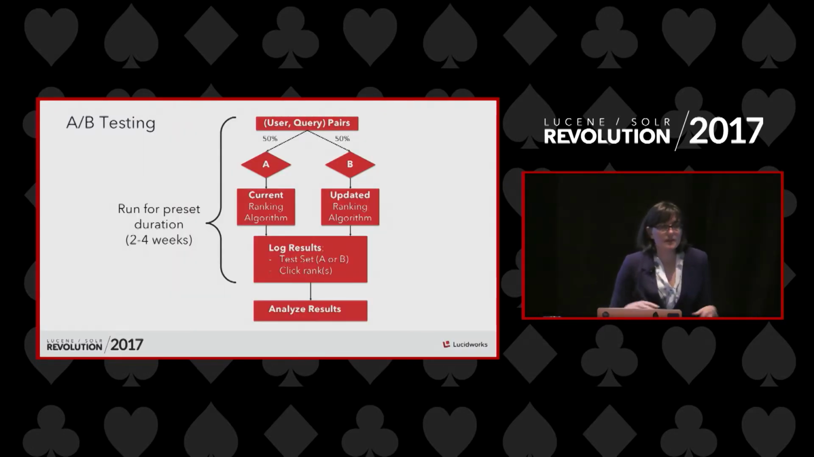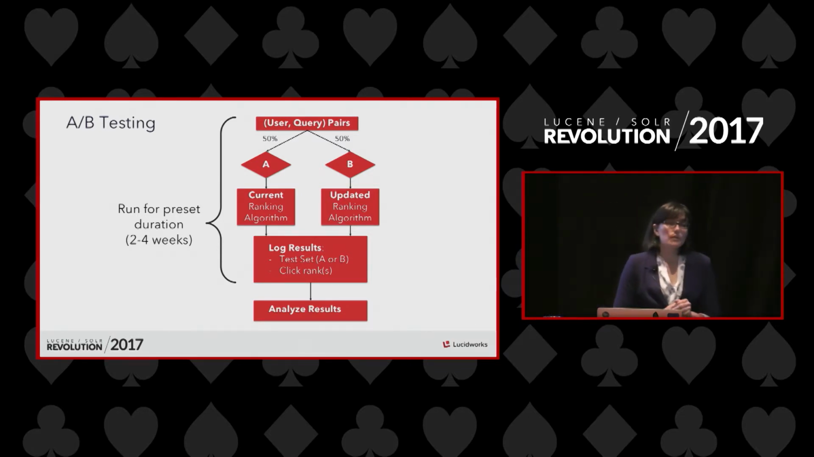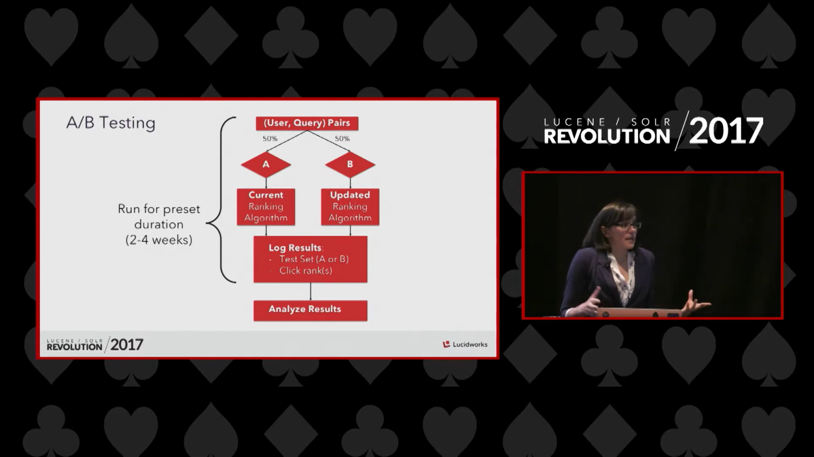So first, this is just a high-level overview of what our A/B tests look like. The way we do this is for each user query pair that comes in, we split them 50-50 between the A and B sets, where those with the A label see results that were ranked using the existing current algorithm, and those in the B group see results that are ranked with whatever update we're proposing.